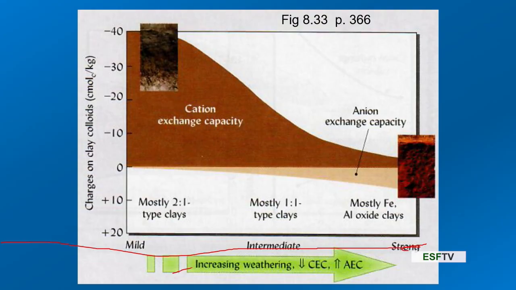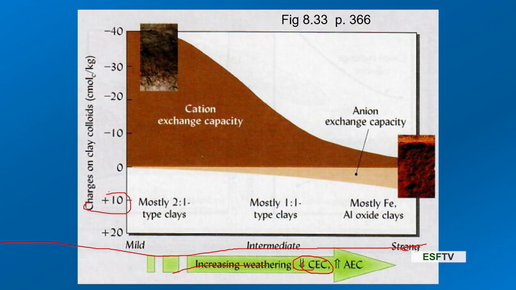As we increase the weathering rate, the CEC, cation exchange capacity, goes down. The anion exchange capacity goes up as we get to these highly weathered systems. This is showing the charges on clay colloids, okay? And we've got plus and minus. So here we actually have anions being adsorbed, and here we have cations being adsorbed.